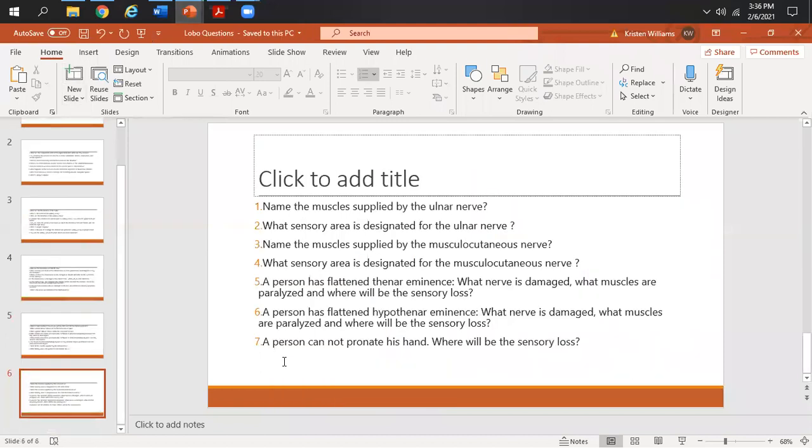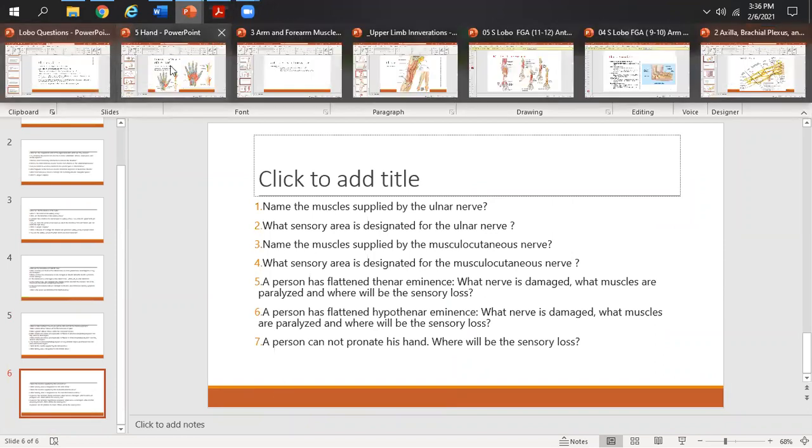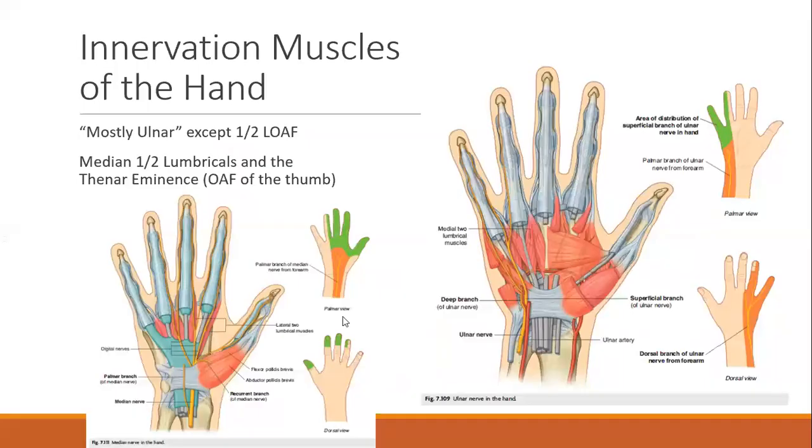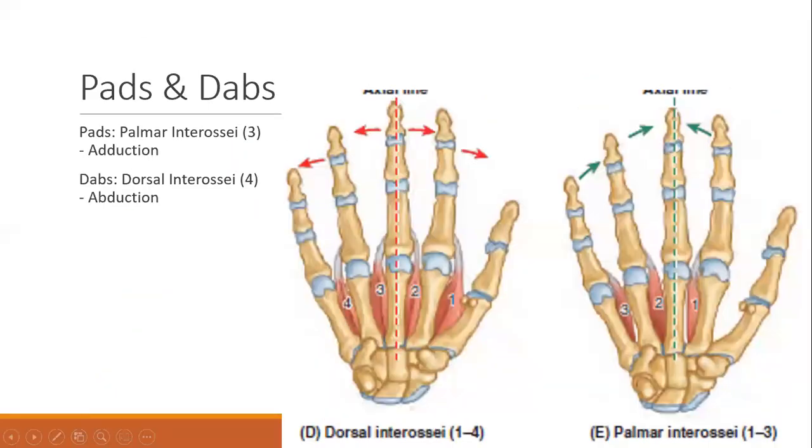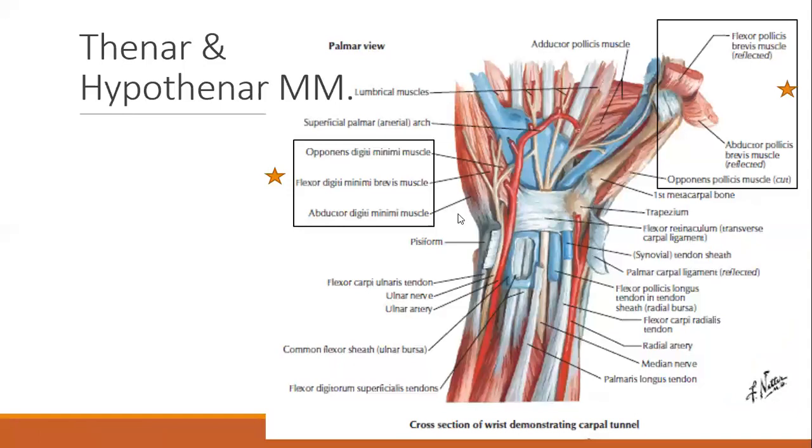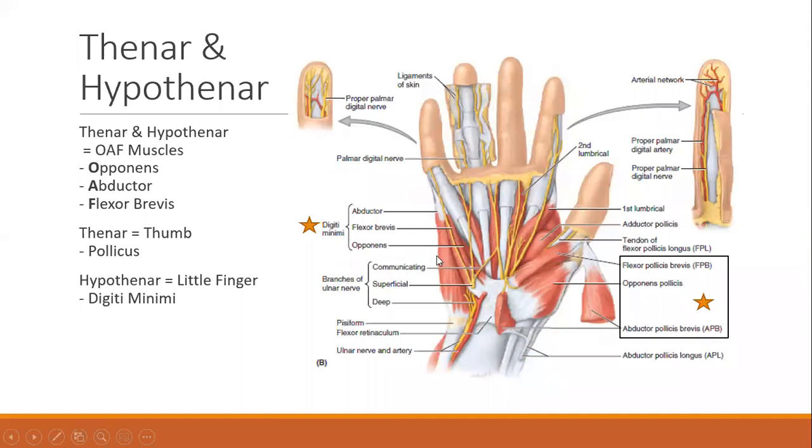Okay. A person has flattened hypothenar eminence. What nerve is damaged? What muscles are paralyzed? Where will there be sensory loss? Okay, so going back to what we were talking about before, here we go. Here's our hypothenar eminence, which is innervated by our ulnar nerve. So it's our abductor digiti minimi, our flexor brevis digiti minimi, and our opponens digiti minimi. So you've damaged ulnar nerve. These are the muscles. And I think it would be cutaneous innervation above these, but you would have to double check because I am not certain on that.